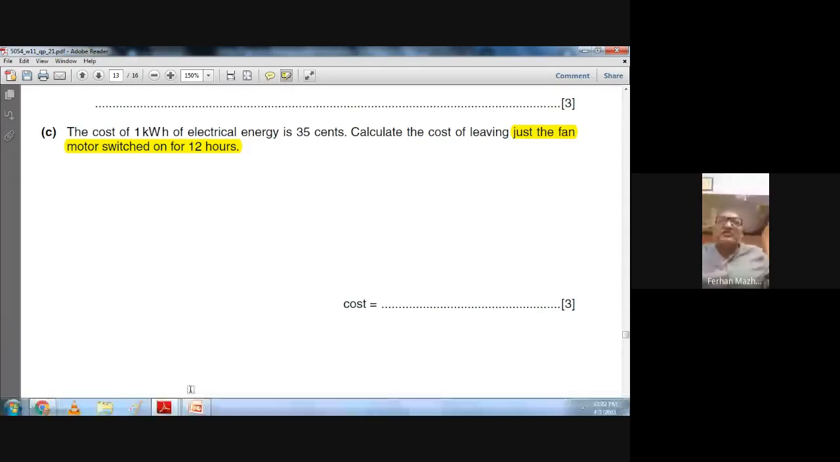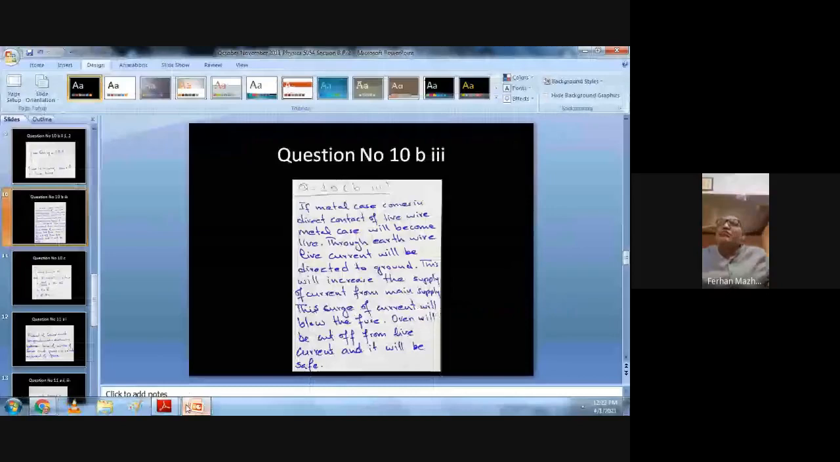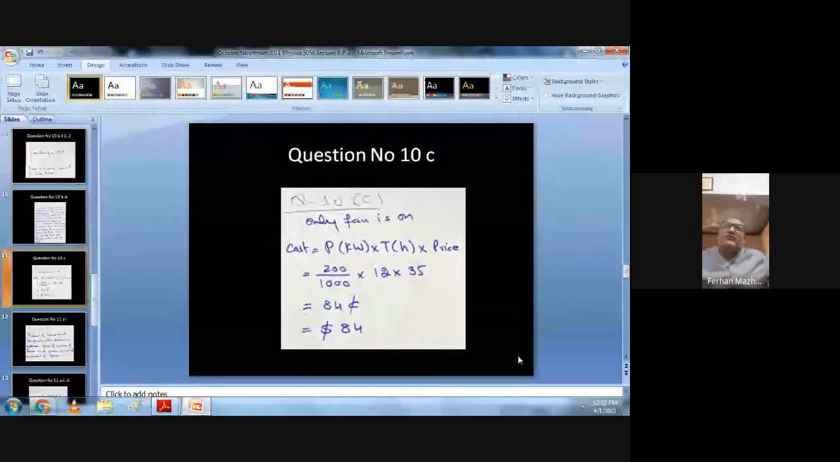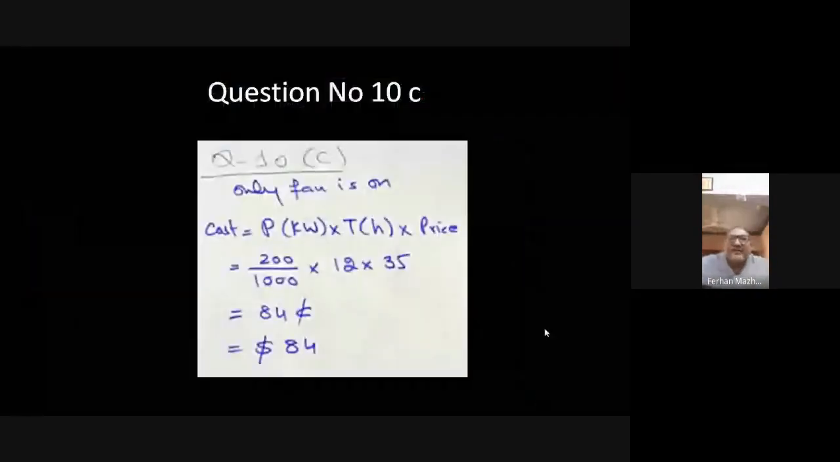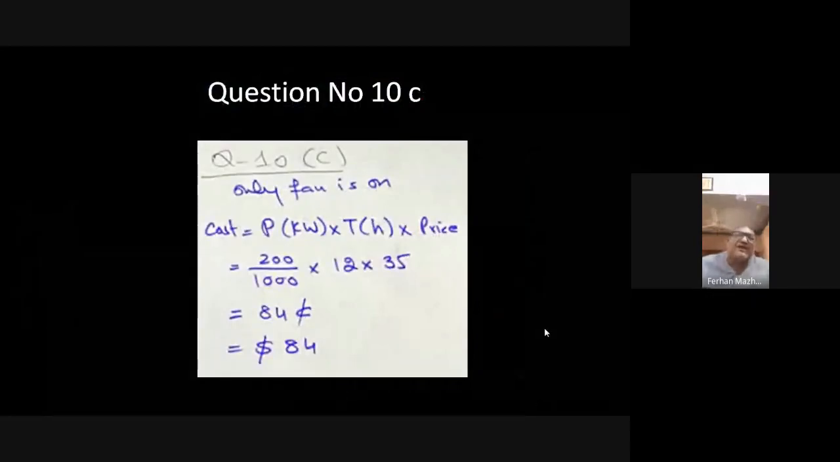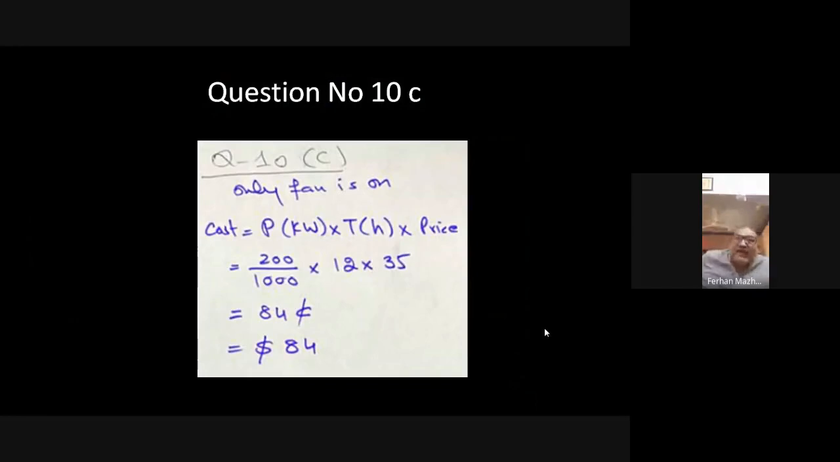Okay, now let me show you my work. I have done this. The important thing is only the fan is on. The cost is equal to power, but the power should be in kilowatts, and the time should be in hours, and the price is given. So 200 watts, why am I dividing by 1000? Because I want to convert it into kilowatts. So 200 divided by 1000, multiply 12, multiply 35.